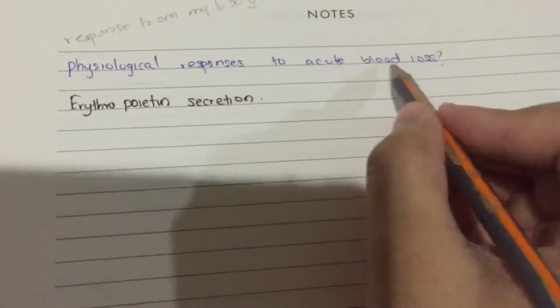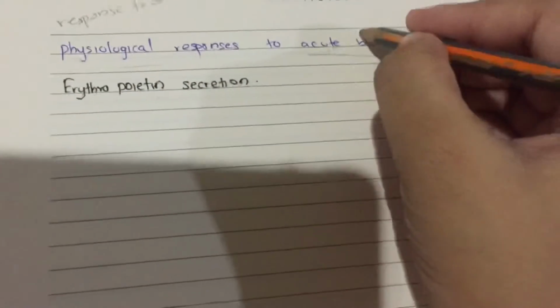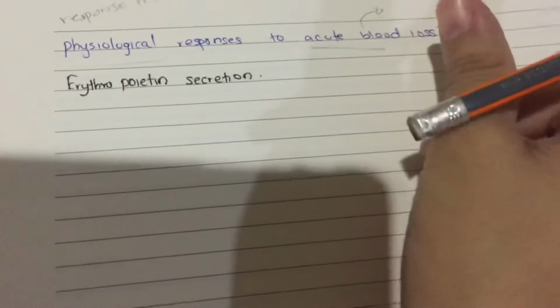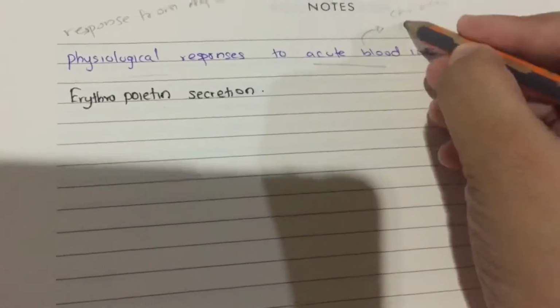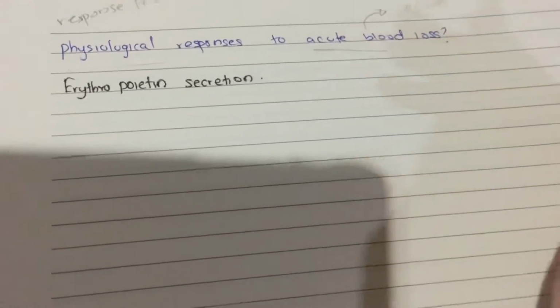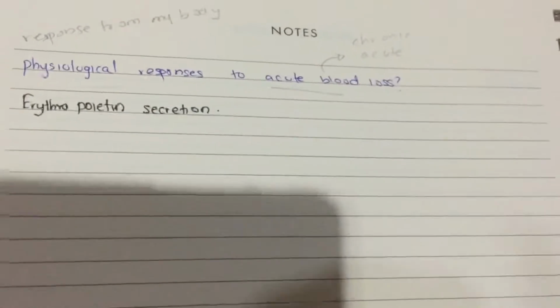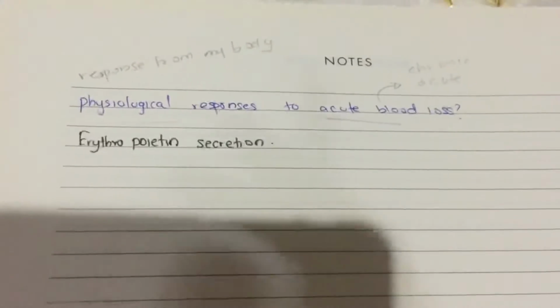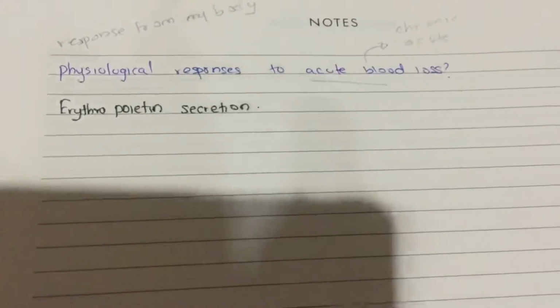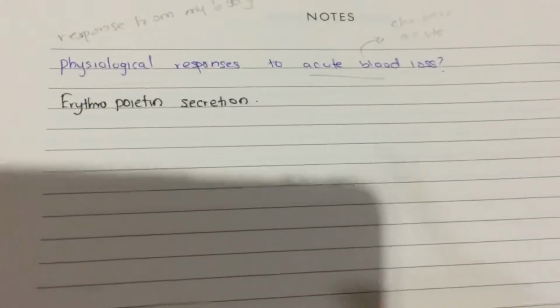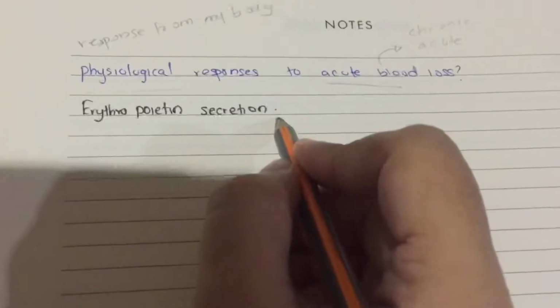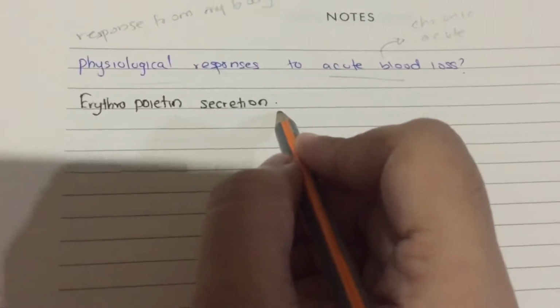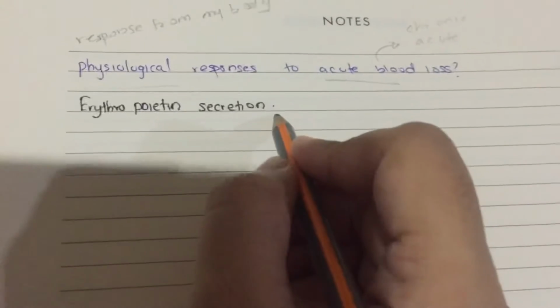And if you say acute blood loss, in terms of blood loss there are two types. It can be chronic and acute. And if you go more extensively, blood loss can also be external bleeding and internal bleeding, like you all know. Now we will move on to the first option, which says erythropoietin secretion. So does this apply to acute blood loss?